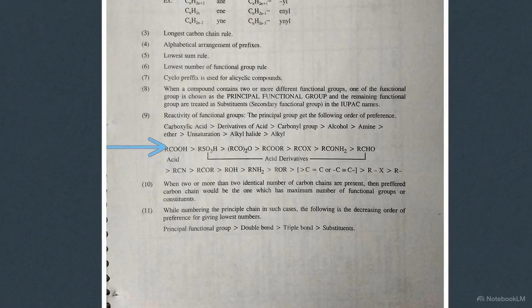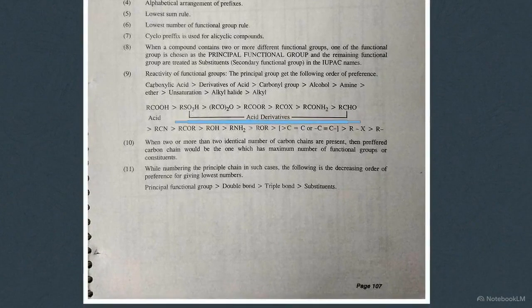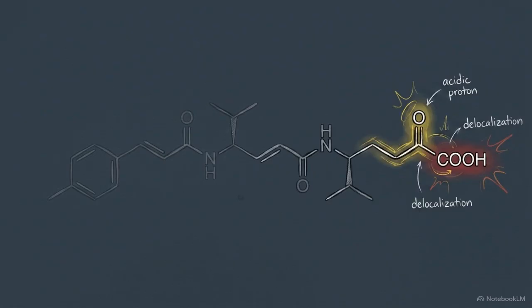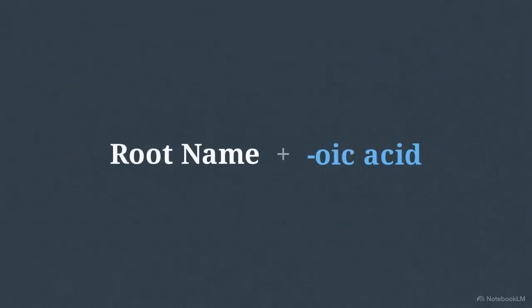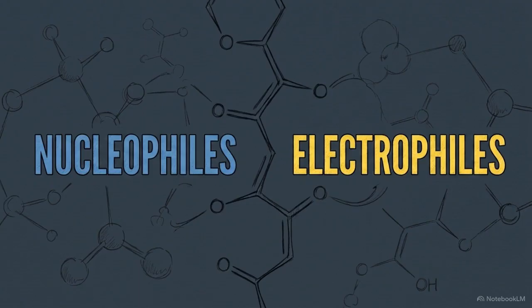Scanning down the reactivity order, carboxylic acid sits at the absolute top. Moving down, we see acid derivatives, carbonyls, and alcohols, with halogens at the very bottom. Correctly identifying that highest priority group is your mandatory first step, because it dictates the primary suffix and structural name of the entire molecule. Chemical reactions are driven by attacking reagents.